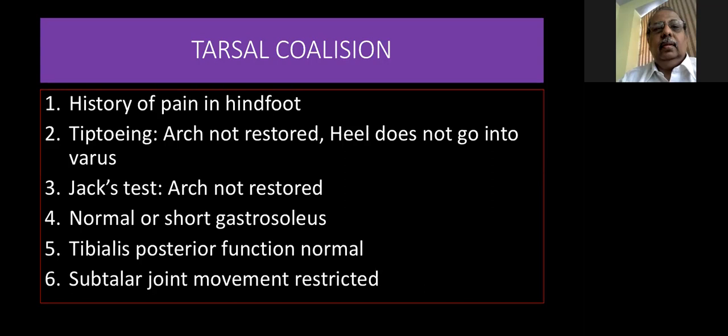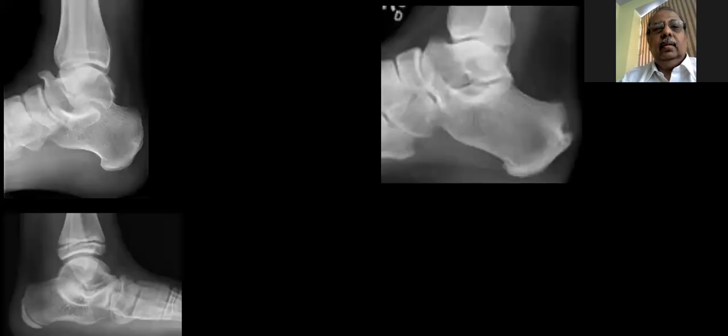Jack test is negative. Arch is not restored. The gastrosoleus is normal or short, this is one case where you get a mildly short gastrosoleus muscle. Posterior tibial function is normal. But the most important thing is subtalar movement is grossly restricted. So it is a rigid flat foot.